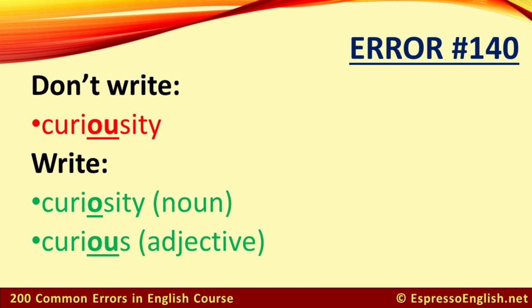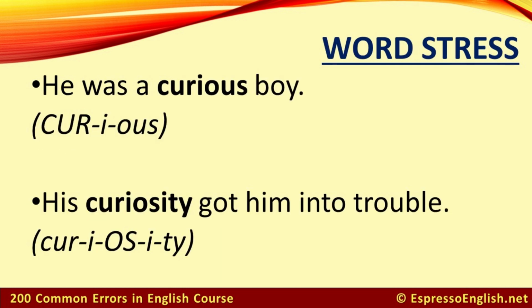Error number 140. The adjective curious contains the letter U before the S, but the noun form curiosity does not have U before the S. The word stress is also different. He was a curious boy. The strong syllable is cure. His curiosity got him into trouble. The strong syllable is as.